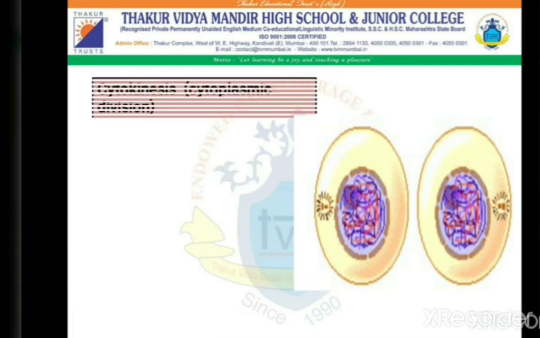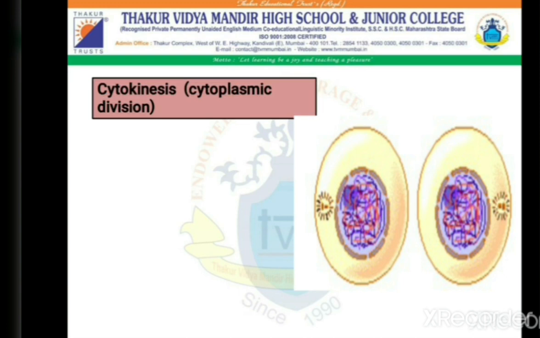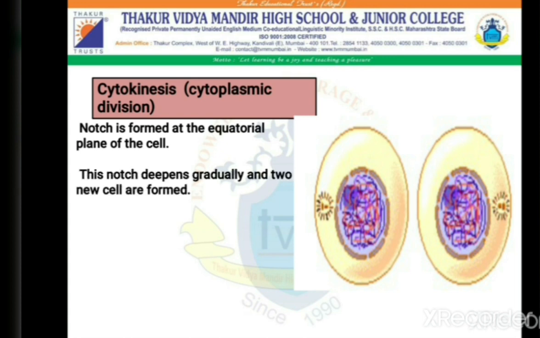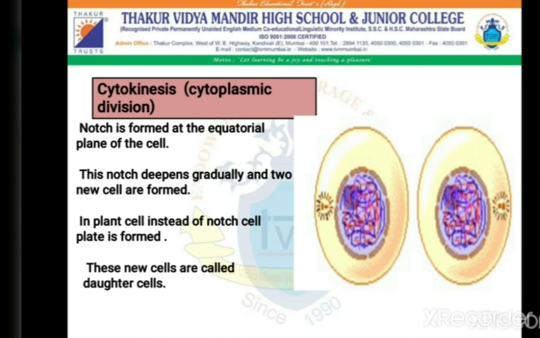In cytokinesis, the cytoplasmic division occurs. The notch which is formed at the equatorial plane of the cell deepens gradually and two new cells are formed. In plant cells, instead of a notch, a cell plate is formed. These new cells are called daughter cells. That means in the cytoplasmic division, the cell is converted into two daughter cells.